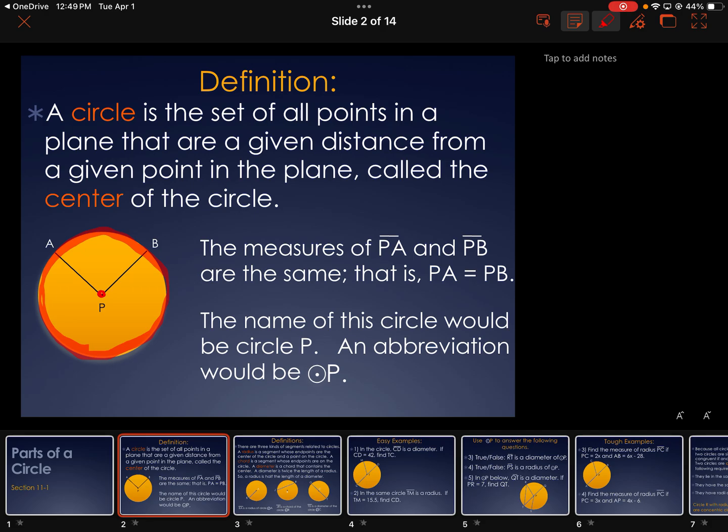We're going to name this circle. We're going to name it by using its center. So if the center of the circle is point P, you're going to name the circle Circle P. And here's how you do it. You use this little symbol. It looks like a circle with a dot in it, and then you put the center, that letter that goes there. Okay, so you read that as Circle P, just like you read this as triangle ABC.